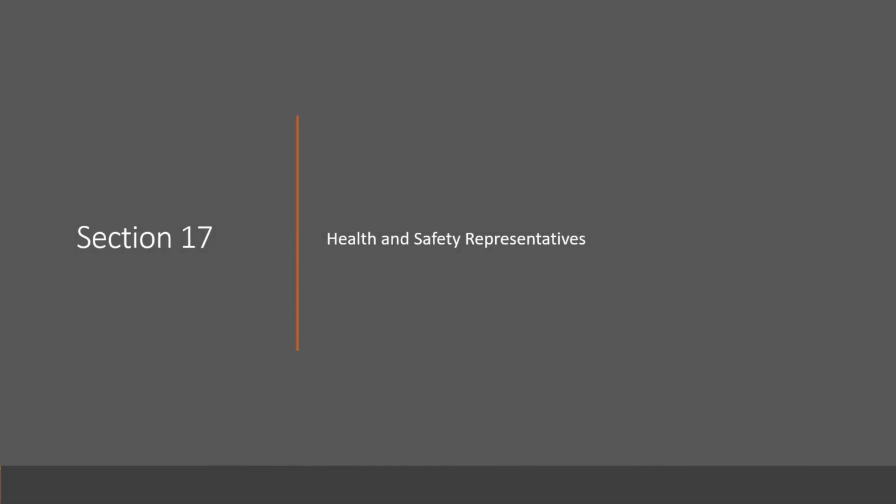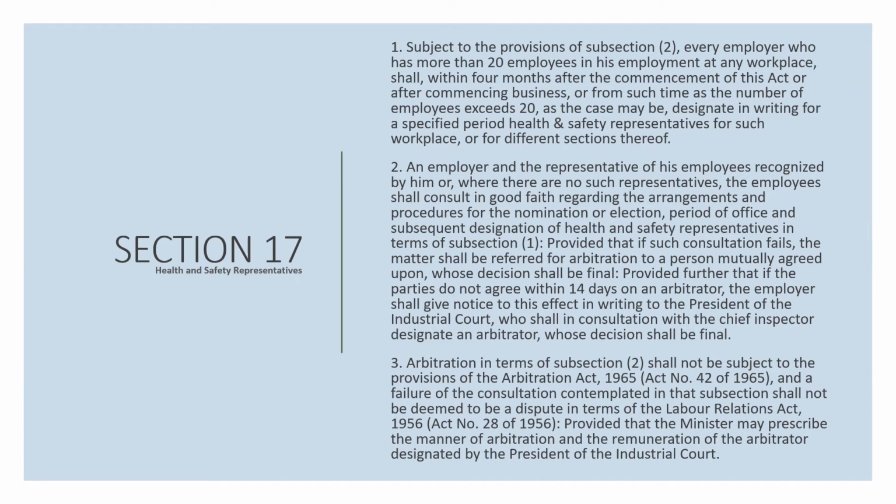Let us now take a look at Section 17 of the OHS Act to discuss health and safety representatives. Subject to the provisions of Subsection 2, every employer who has more than 20 employees in his employment at any workplace shall, within 4 months after the commencement of this Act, or after commencing business, or from such time as the number of employees exceeds 20, as the case may be, designate in writing for a specific period health and safety representatives for such workplace, or for different sections thereof.